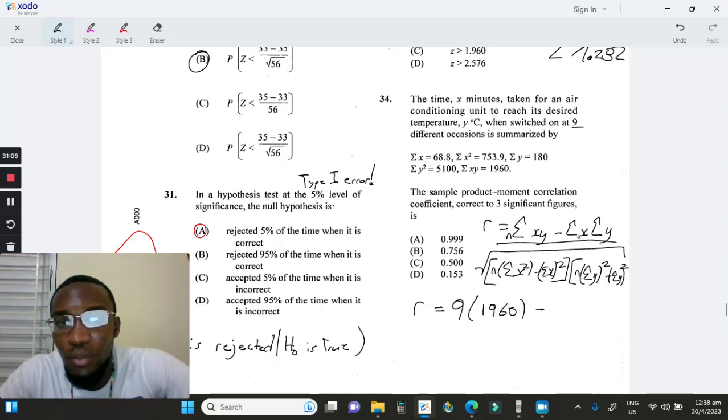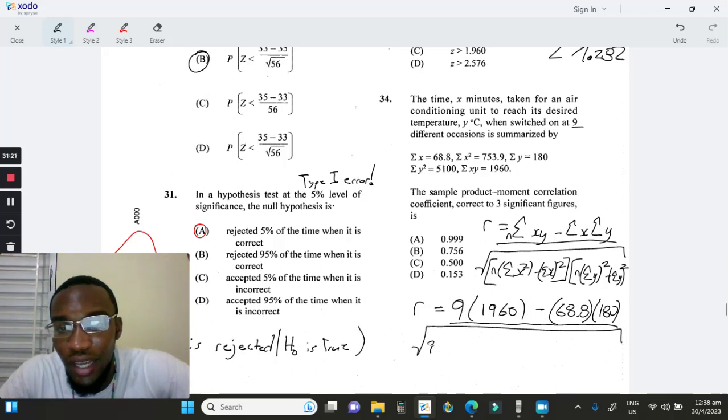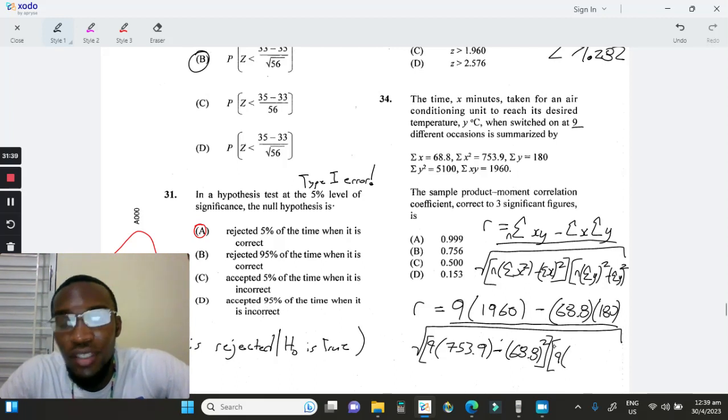1960, minus sum of x, 68.8, times sum of y. Sum of y was 180, over the square root of what? 9 times sum of x squared, 753.9, minus sum of x, 68.8 squared, that is then multiplied by 9 times sum of y squared, 5100, minus sum of y, which is 180 squared, close up the bracket.